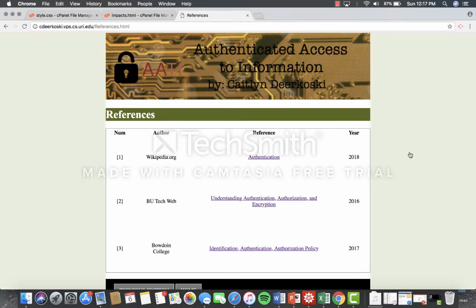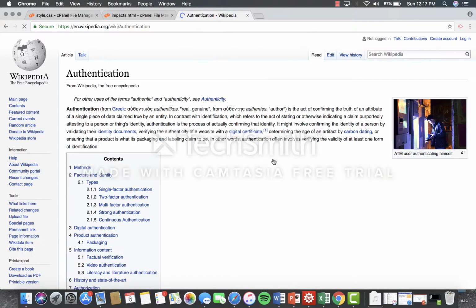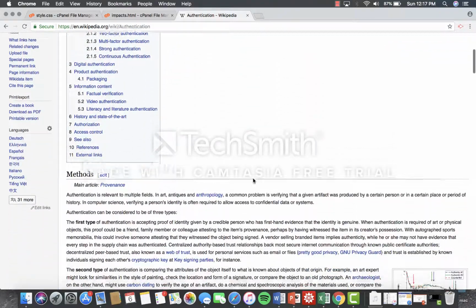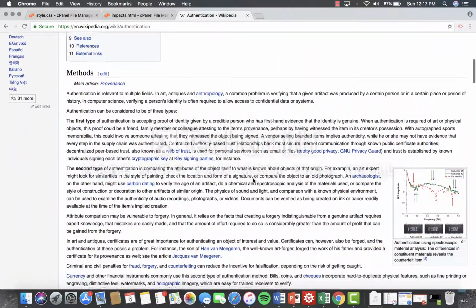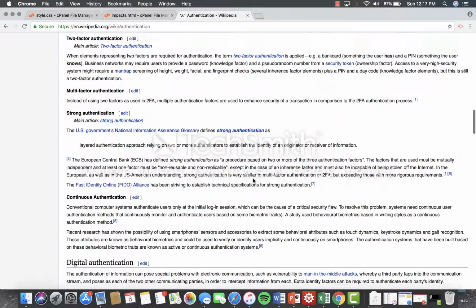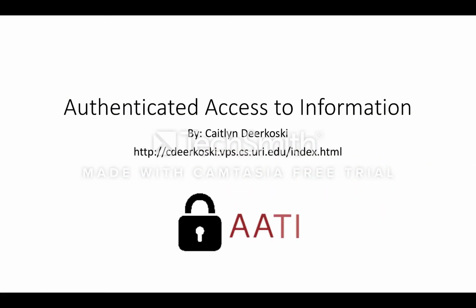So on this reference page, this page is for all of the references that I used throughout my website. This reference here, Wikipedia, is my most used website. So if I click on it, it brings me to the page. So this is where I got most of my information for my pages. So this was my most used website.